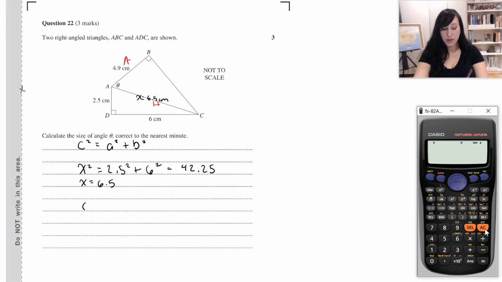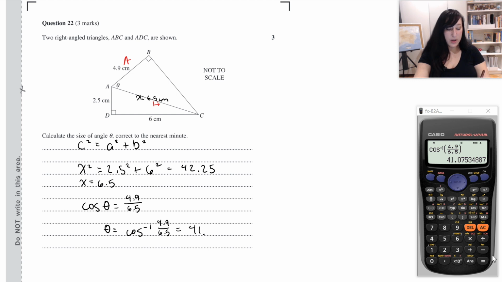So we'll write cosine of the angle, which is theta, is equal to the adjacent, which is 4.9, over the hypotenuse, which is 6.5. Now, to get our angle theta, we will take inverse cosine, which is cosine with a little minus 1, of 4.9 over 6.5, which we'll do on the calculator by hitting Shift cosine, and we'll put the 4.9 over 6.5. And we'll get 41.07... But don't forget that the question's asking us to put it to the nearest minute.